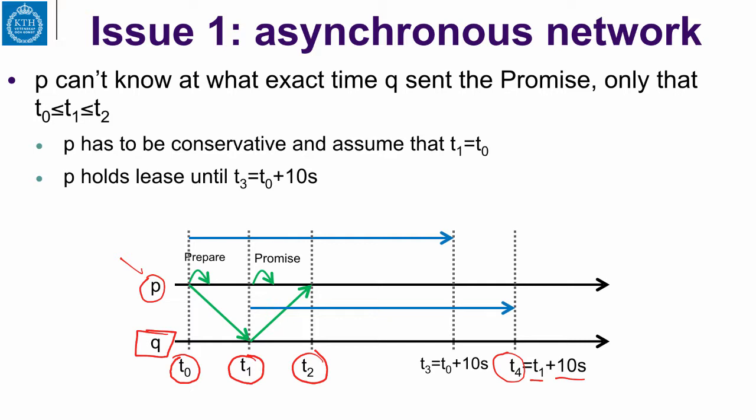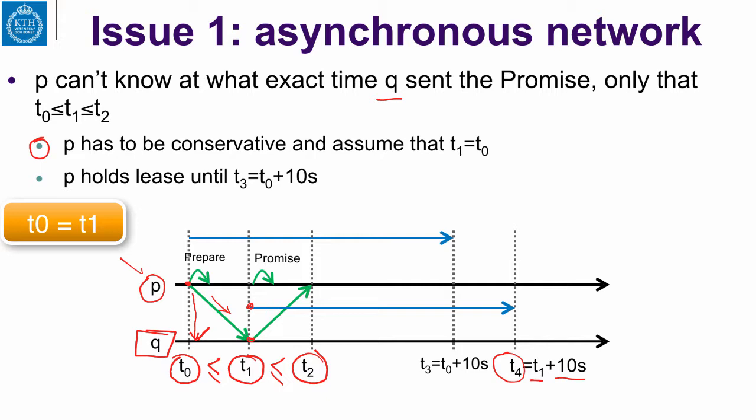And the problem is as follows. P does not know how long it took for this message to arrive at Q. It could maybe take very little time, like arrive here. So the only thing that P can do is to have a conservative estimate. Again, P cannot know the exact time that Q sent the promise. It could be here or it's here. We don't know. The only thing he knows is that t0 is less than or equal to t1, and t1 is less than or equal to t2. So from his point of view, process P has to be conservative, and he has to assume that t1 is equal to t2.